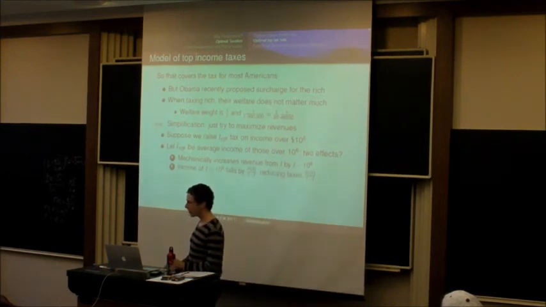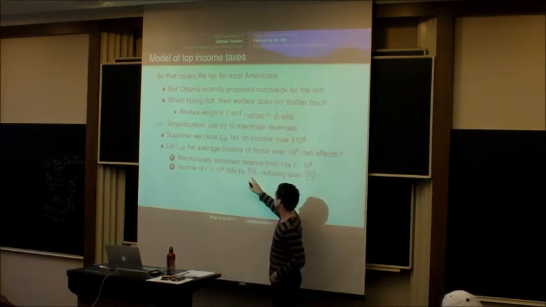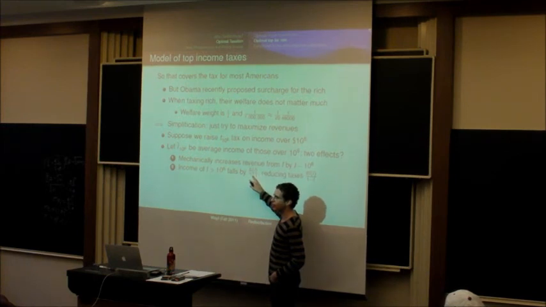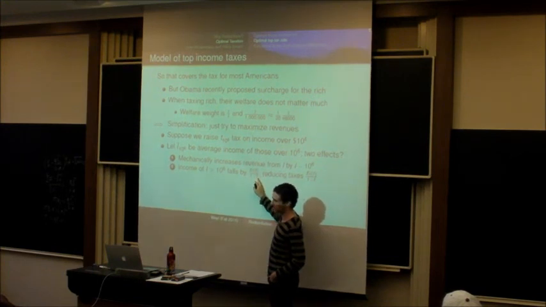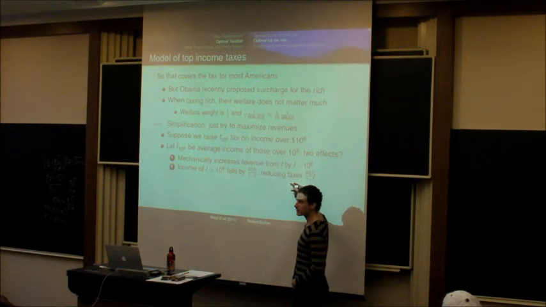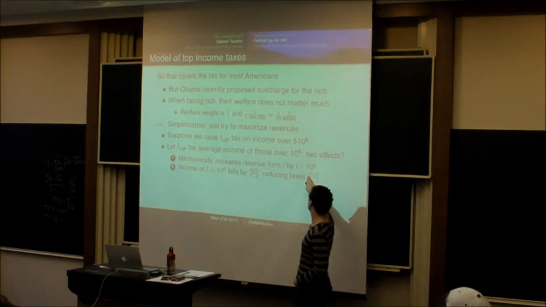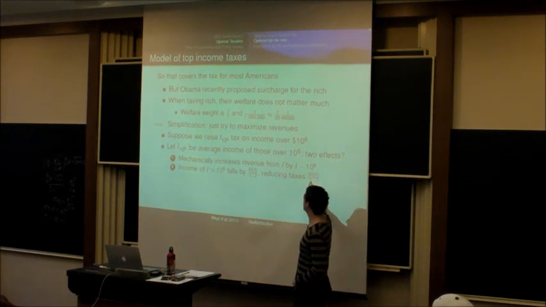On the other hand, for everyone who's earning over $1 million, they're going to reduce the amount that they work, and that's going to cause their income to fall by epsilon bar of I over 1 minus T sub 10 to the 6, right? And that reduces the taxes that we earn, because we were taxing those guys at that part of their income at T sub 10 to the 6, so that's going to reduce it by the tax rate times their income times epsilon bar over 1 minus T.